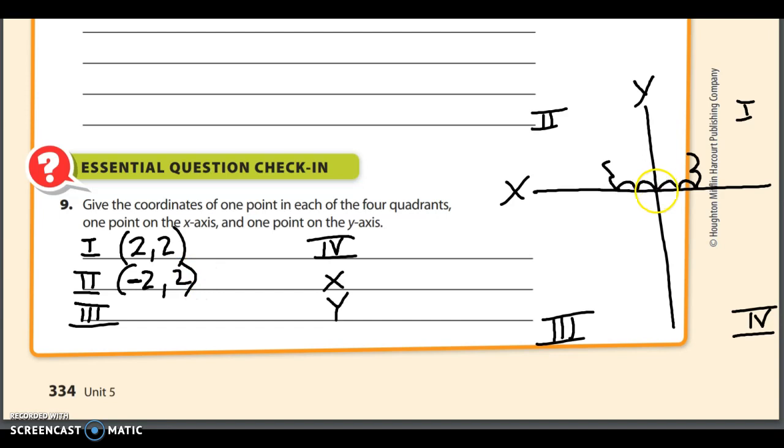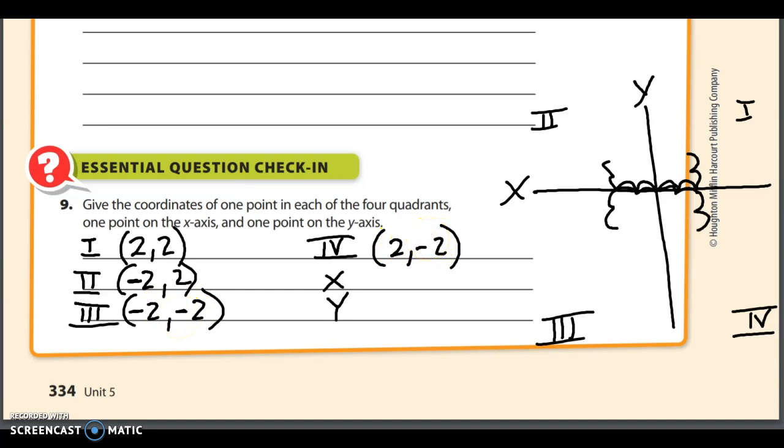How about quadrant 3? How about over 2, down 2? Well, we went over to the left, so that's negative 2, and we went down 2, that's also negative 2. All right, you can probably see a pattern here. How about quadrant 4? How about over 2 and down 2? Over 2 is positive 2, down 2 is negative 2. Now those might all look the same, but they're not. This is positive 2, positive 2. This is negative 2, positive 2. This is negative 2, negative 2. And this is positive 2, negative 2.